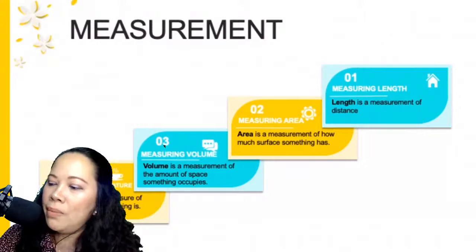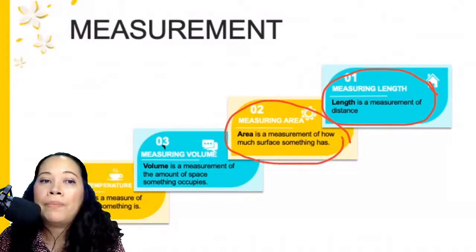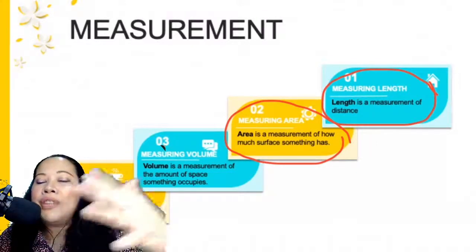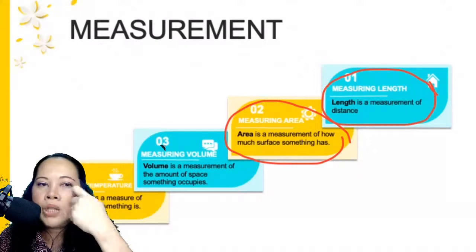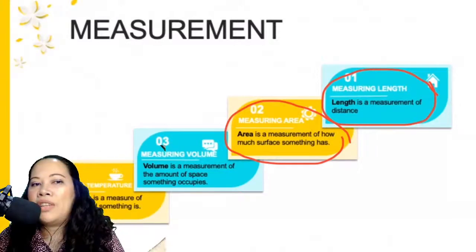So length is a measurement of distance, and the measurement of area is how much surface you have. So if you wanted to measure, for example, a dog, what is the area of its territory?